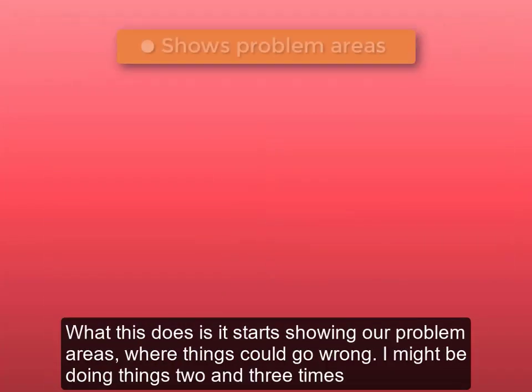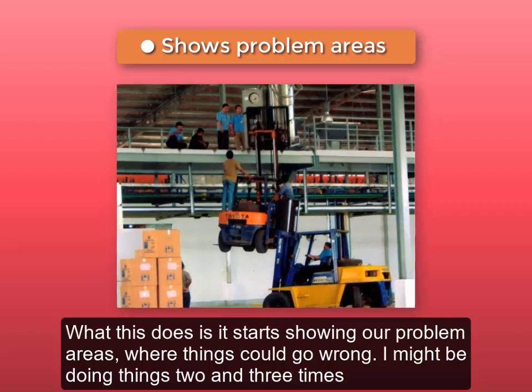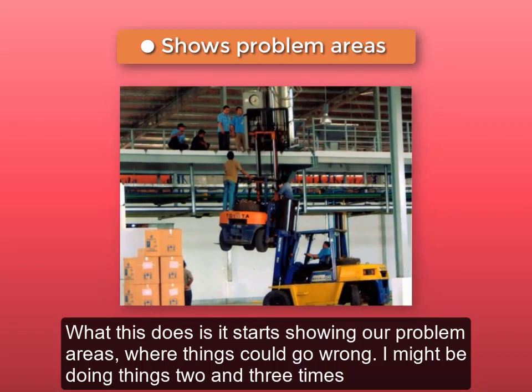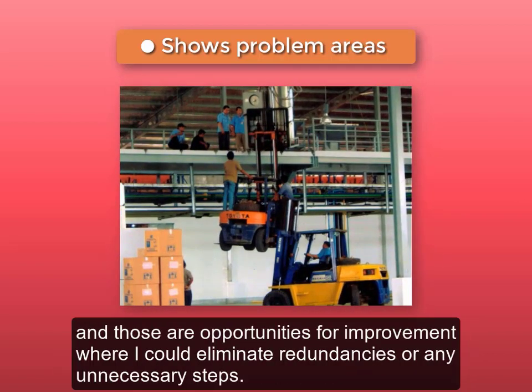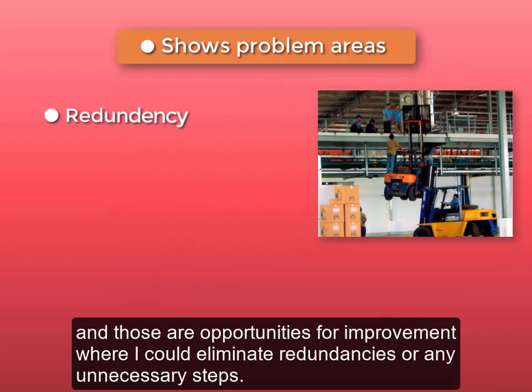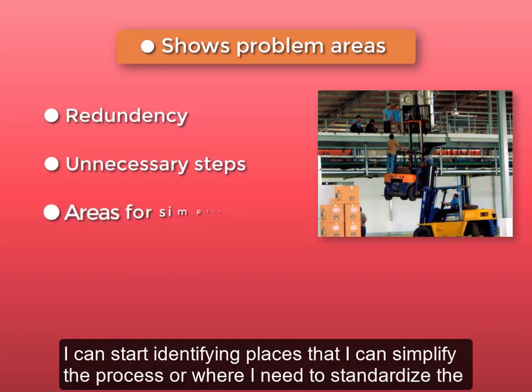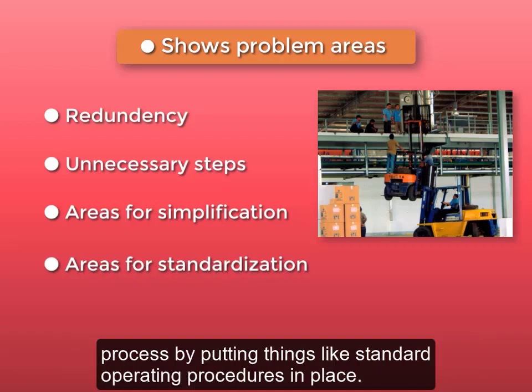What this does is it starts showing our problem areas where things could go wrong. I might be doing things 2 and 3 times, and those are opportunities for improvement where I could eliminate redundancies or any unnecessary steps. I can start identifying places that I can simplify the process, or where I need to standardize the process by putting things like standard operating procedures in place.